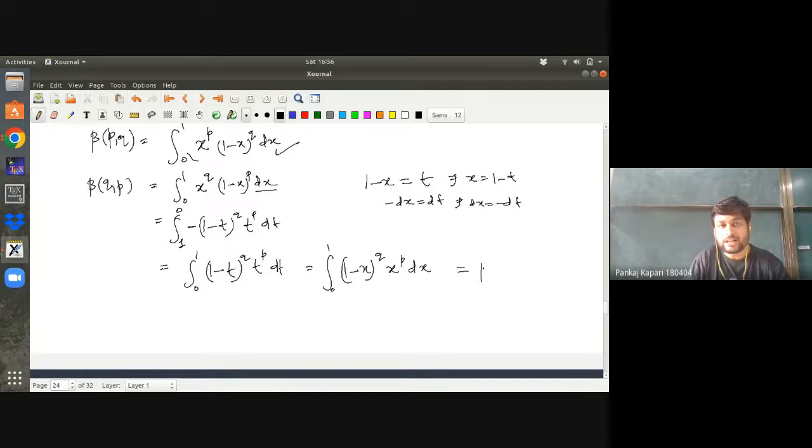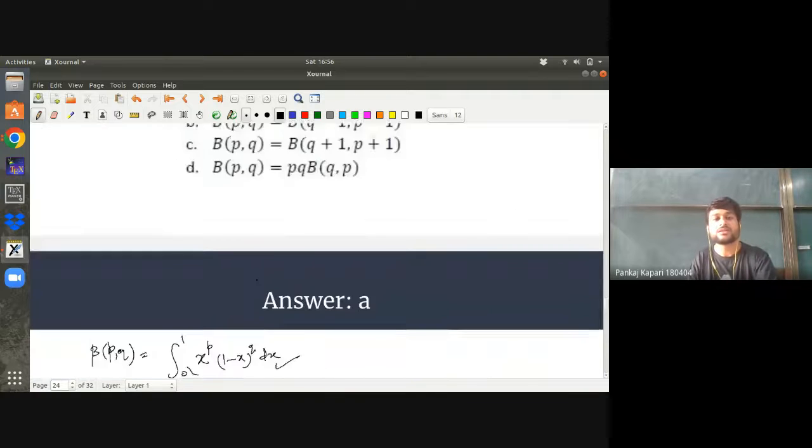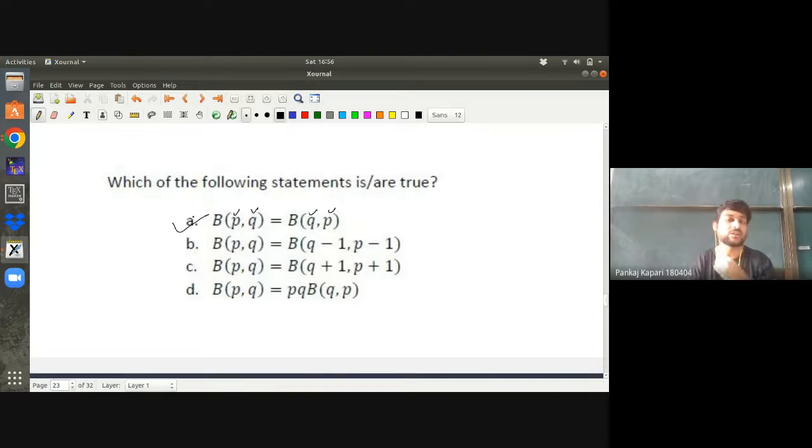This is exactly beta pq. Okay, and hence the correct answer is the first one. So it says that the beta function is symmetric about its arguments. Whenever you exchange them, the value of the function will not change, even though we are changing p and q. Notice that we are exchanging p and q. This p is going here and q is going here. But the value of the function will remain the same.